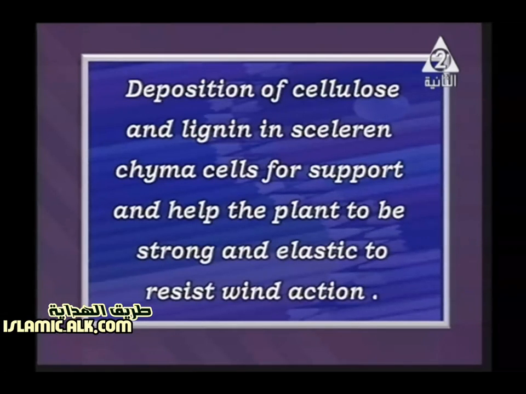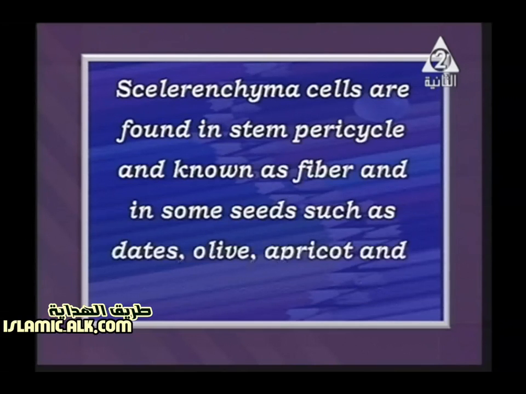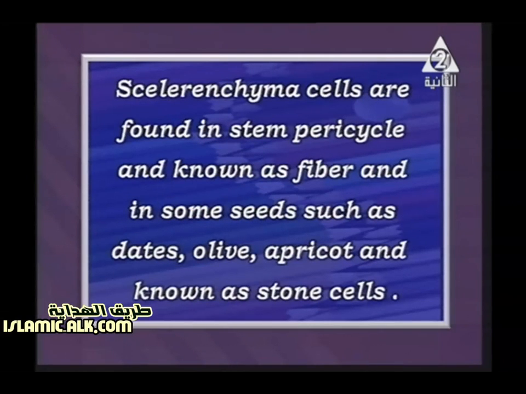Finally, we have an extra example: the deposition of cellulose and lignin in sclerenchyma cells for support, to help the plant also be strong and elastic to resist the action of the wind. Just extra information for you, the sclerenchyma cells are found in the stem, in the pericycle, and they are known as fibers. Also, some seeds such as dates, olive, apricot, and so on are called stone cells.